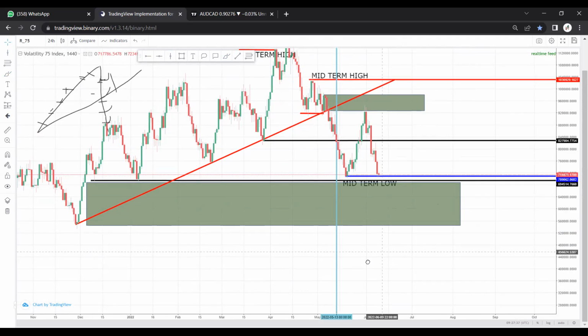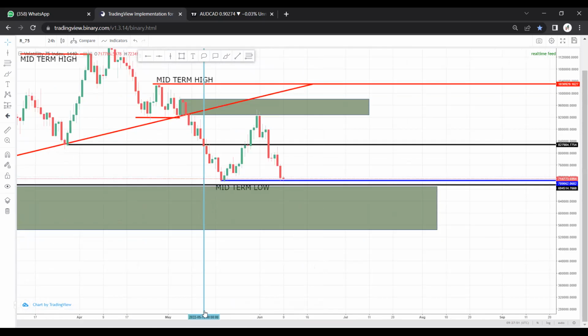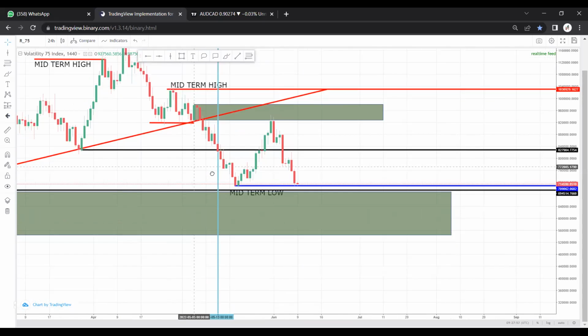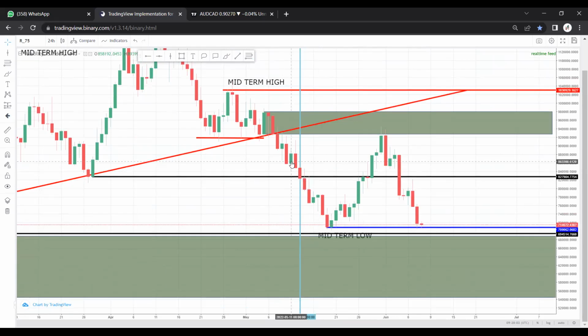Now I will count 60 days. I'll count 20, 40, 60 days backward and forward. Now, how do we count? You can count the candlesticks or check the date here. From this 13th, 20 days backward, or let us just count candlesticks, 20 candlesticks first. 1, 2, 3, 4, 5, 6, 7, 8, 9, 10, 11, 12, 13, 14, 15, 16, 17, 18, 19, 20. So this candlestick is our 20th day.